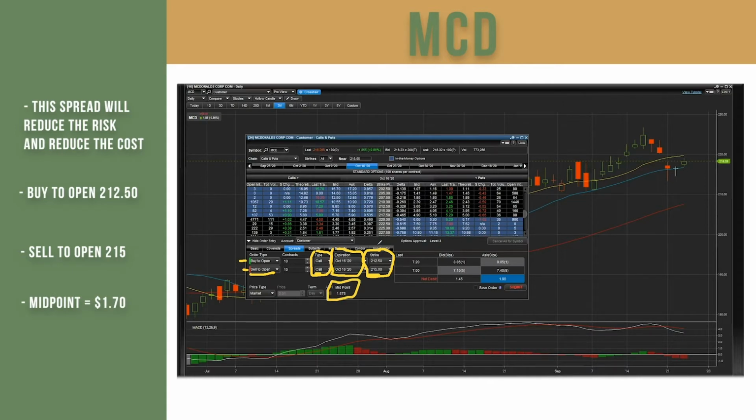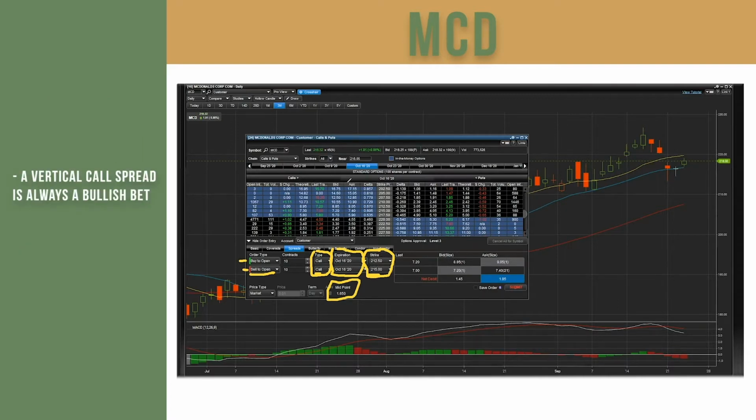Okay, so our max gain on this trade is going to be the difference between these two strikes. First off, a vertical call spread is always a bullish trade. Okay, you're wanting that stock to go higher. Your max gains are going to be as long as the stock's above both of these strikes. So if McDonald's is trading above $215 a share on your expiration date, this is going to give you max value on this vertical call spread.